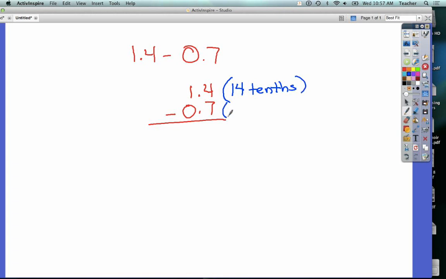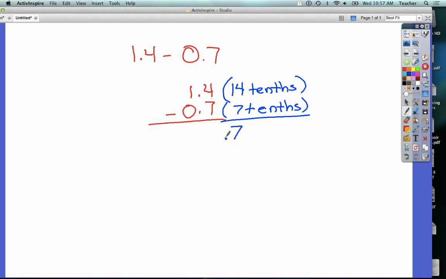And how many do I have down here? 7. Now can I do that problem? 14 minus 7? What's 14 minus 7? 7/10, right? So actually the decomposing, as far as borrowing and all that, that makes your life a little easier, doesn't it?